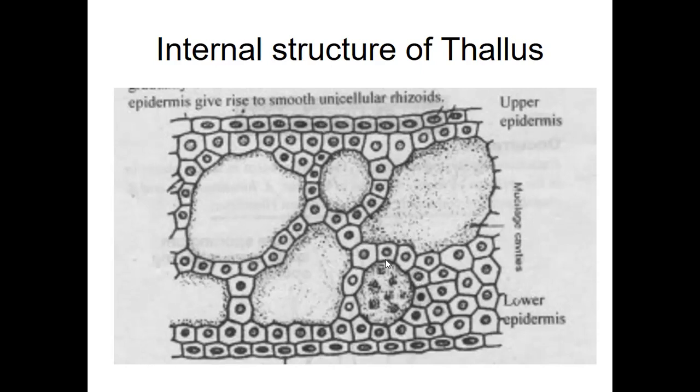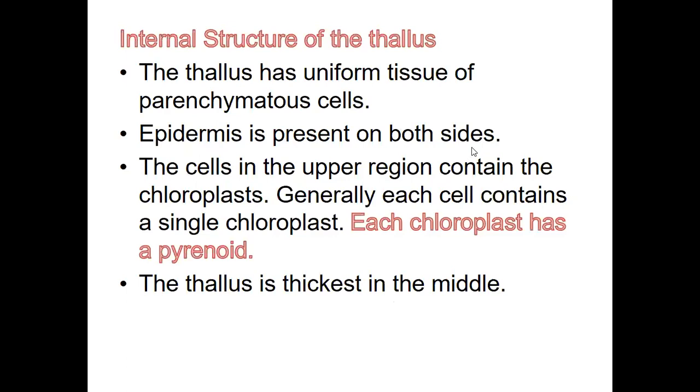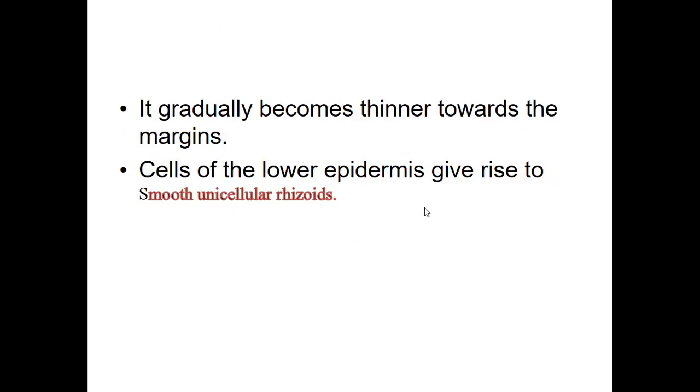And you can observe here a mucilaginous cavity with the Nostoc colonies. These are all the Nostoc colonies present in it. So hence it is a symbiotic association. The epidermis is present on both sides, and the cells in the upper region of the thallus contain chloroplasts. So hence they become autotrophic, and each chloroplast contains a pyrenoid storing the food material. The thallus is thickest in the middle region, as it is accumulating mucilaginous cavities.